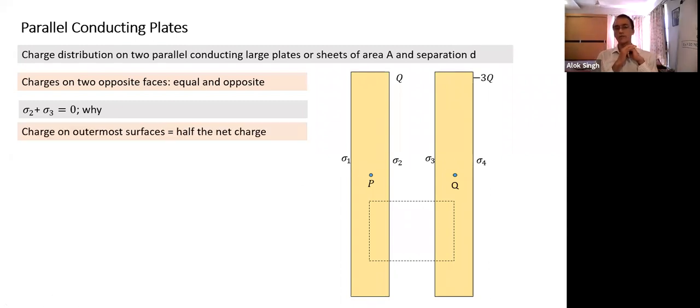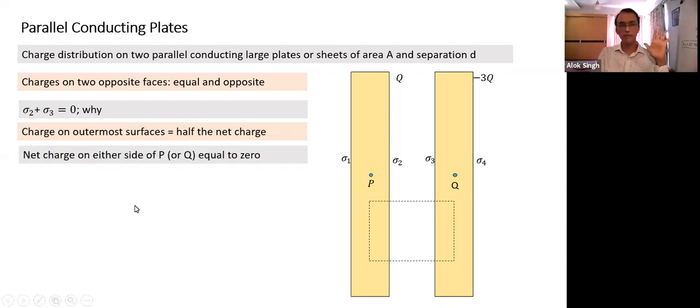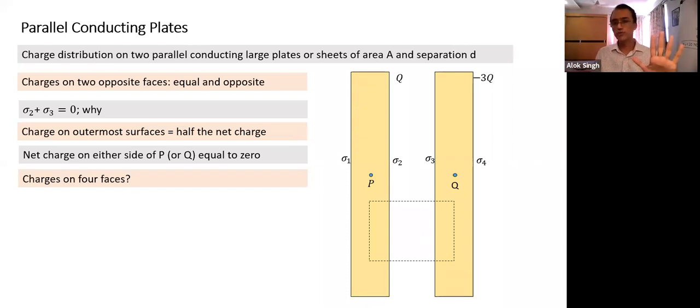These are the two important conclusions. Charge on the outermost surfaces is half of the net charge. These two become 0, so half the net charge, sigma 1 equal to sigma 4. Based on these two things, we find the net charge on either side of PQ equal to 0. So based on these two, we can easily find the charge on the four faces. I hope all of you can quickly calculate the charge on the four faces. In this case, the net charge is minus 2Q, and half of it goes to the outer surfaces. I'll go through some more exercises like this, and we'll do something related to potential also now.